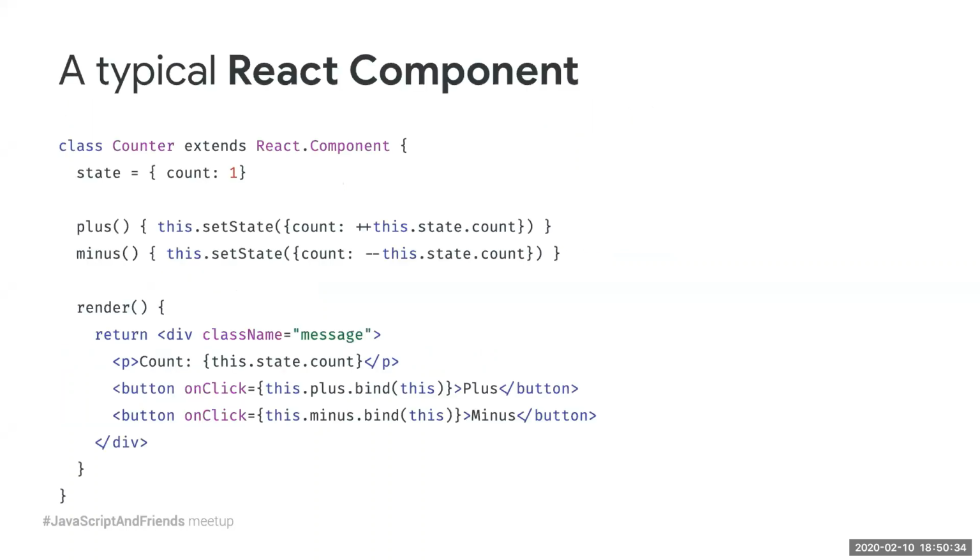So this is what a typical React component looks like. It's a counter. It has a state which says count equals 1. It has two specific methods, plus and minus, and then it has a render property where you can define what your component is going to look like, the HTML part of your component. I mean, the pure UI part of your component.